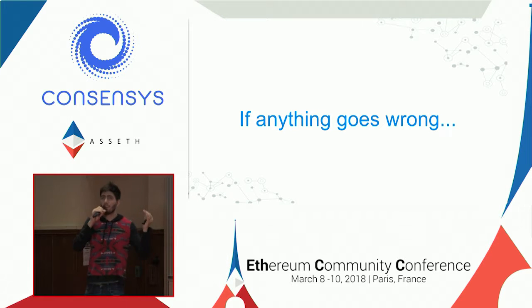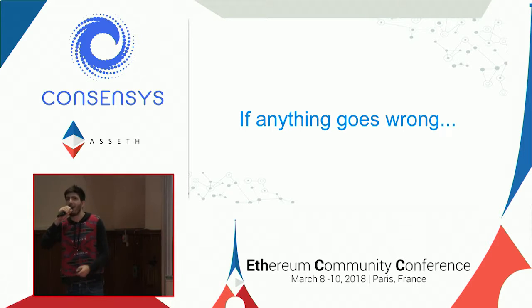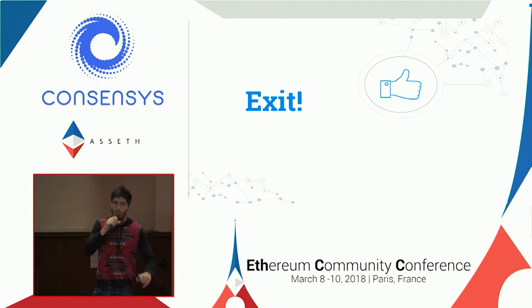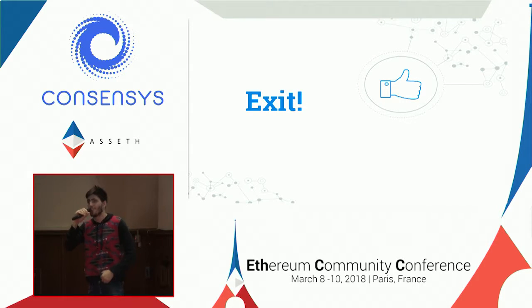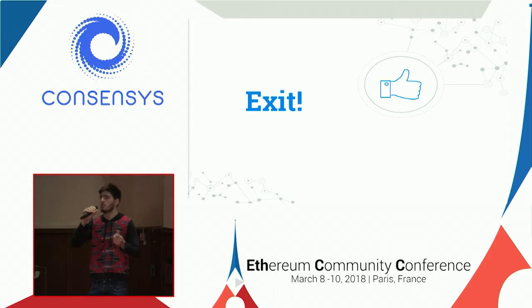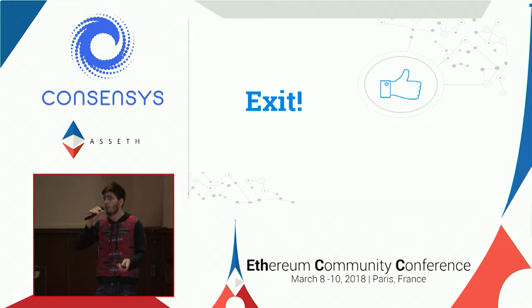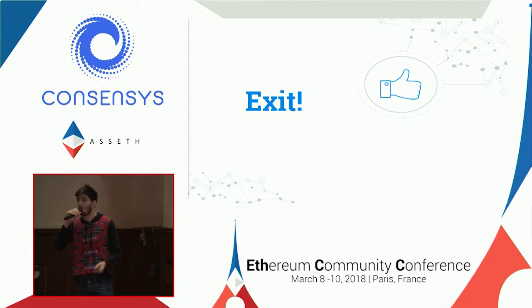And the key security principle of Plasma MVP is that if anything goes wrong, everyone has to exit. So if you're validating the child chain and you see an invalid block, or if the consensus mechanism, like the child chain operator, suddenly starts withholding blocks, you assume that something bad has happened, and you all have to exit on Ethereum to get your funds back within a given amount of time.